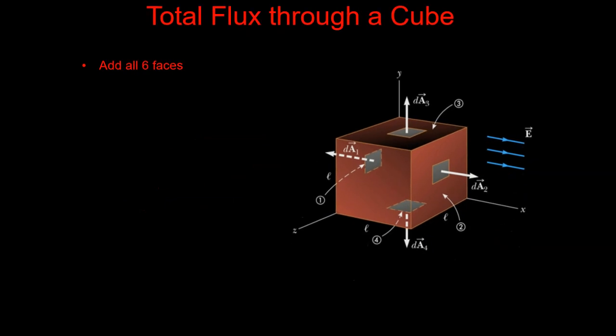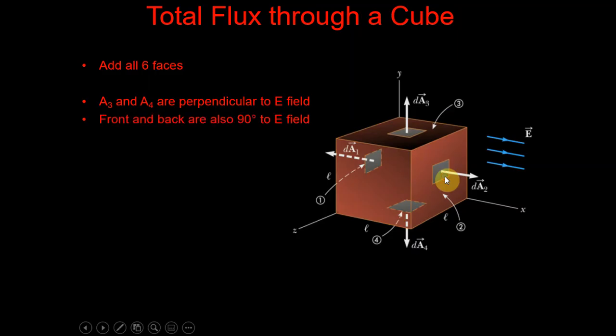So let's add the 6 faces of this particular cube. The flux through A3 and A4, because these are the top and bottom of the cube, will be perpendicular to the field. They'll be lying down inside this field. They're going with the field. They're not intercepting anything. That means the electric field running through them is essentially 0. The front face, this side, and this back face here are also 90 degrees to the field. That means, again, the electric field running through those faces is essentially 0.